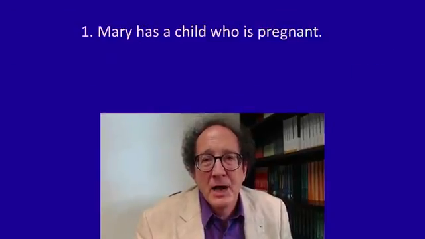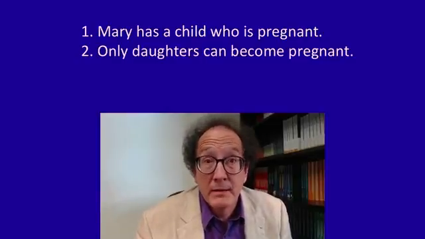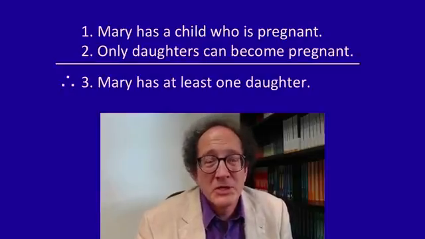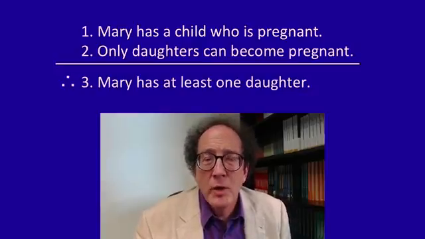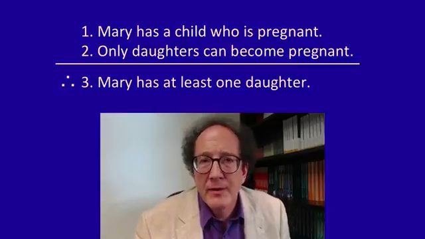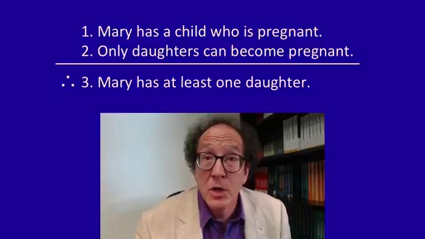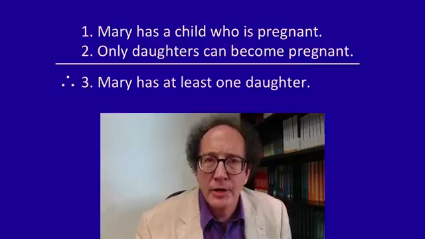Now let's try that test on our example. Mary has a child who is pregnant. Only daughters can be pregnant. Therefore, Mary has a daughter. So is there any way to tell a coherent story where the two premises are true, that is, where Mary has a child who is pregnant and only daughters can be pregnant, but the conclusion's false? Mary does not have a daughter.